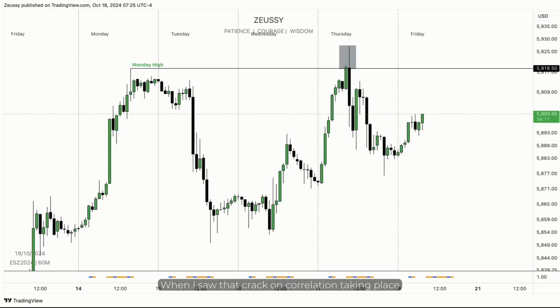When I saw that SMT correlation taking place, I knew that it was only a matter of waiting for the right time for me to go short, and then I would likely capture the high of day. When all these confluences are aligned with one another and the sequence of events is correct, this is the type of precision that can be achieved.